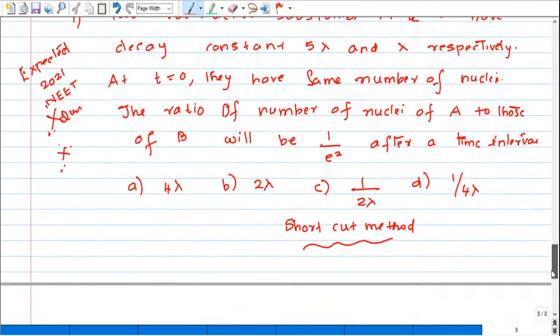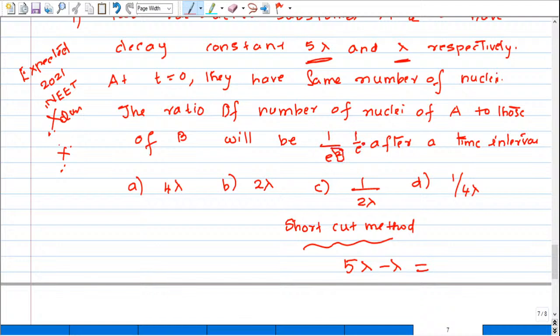So what you have to do is, you subtract this 5 lambda and lambda for all the sums. 5 lambda minus lambda will be equal to, then what is the value here? The value is number C here. It is 1 by e square.